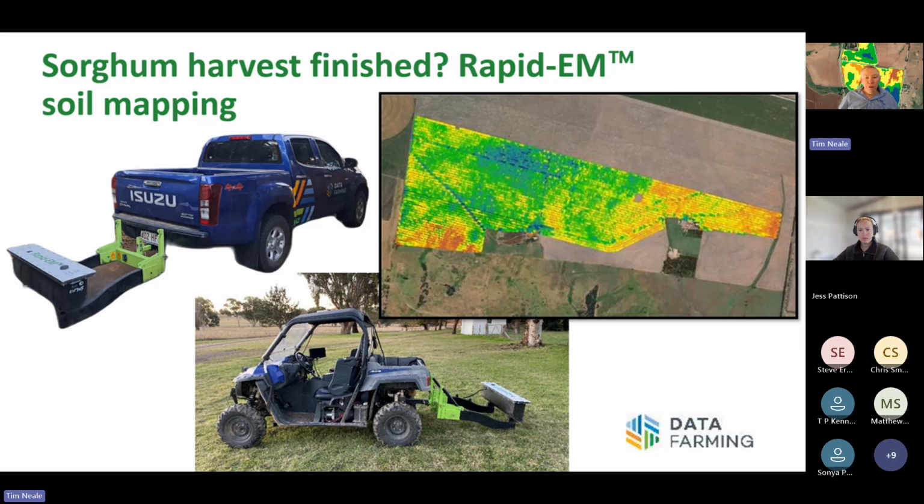We hire them out at $5 a hectare, so you can hook them on the back of the ute or the gator and get that data, and it automatically transfers up into the cloud, processes on our software instantaneously. So just again, let Jess know if you're interested in doing that after sorghum harvest or after cotton, after you've busted country. Just let us know.